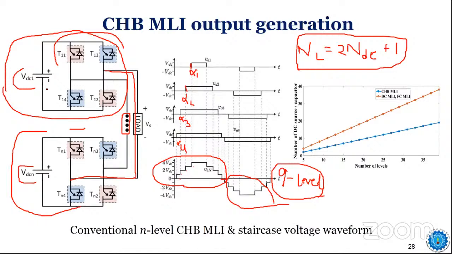Now suppose you are integrating 2 modules. Two modules means your output will be 5 level, where your output will be something like this. Then there is a 0 level, then on the negative side you have positive and negative. This is your 0 level. Two steps on the positive, two steps on the negative, and a 0 level. So this is how your output will be synthesized for a cascaded H-bridge type multi-level inverter.